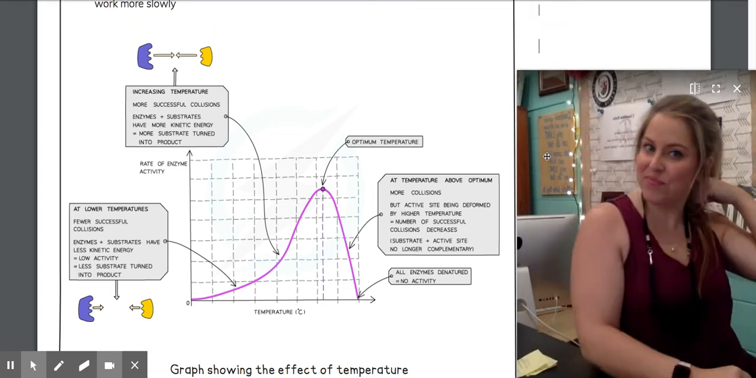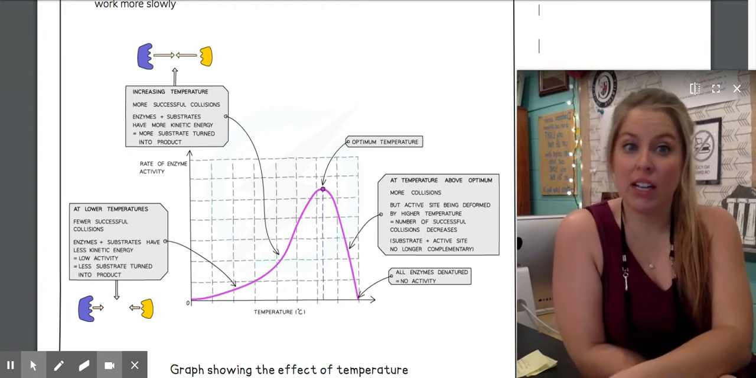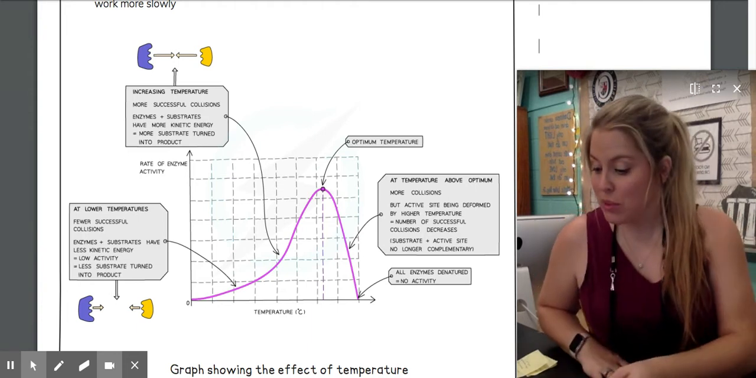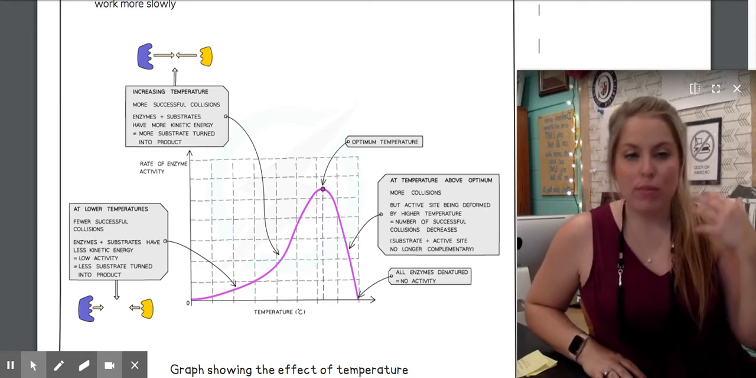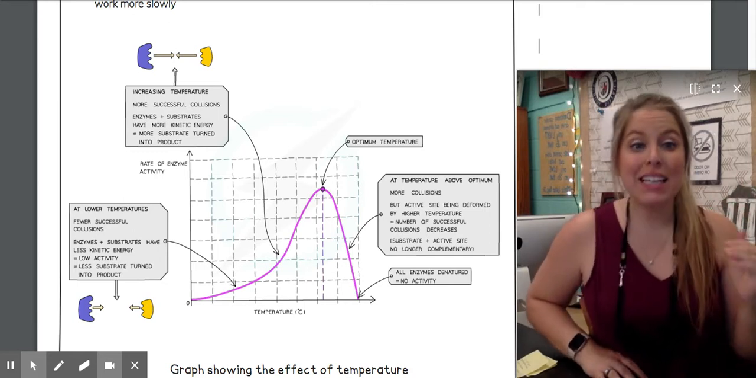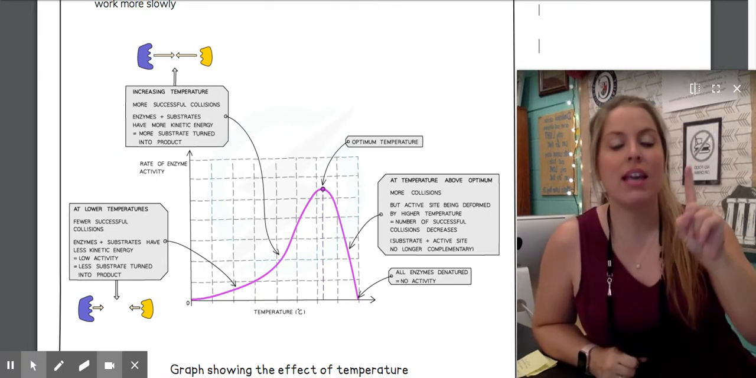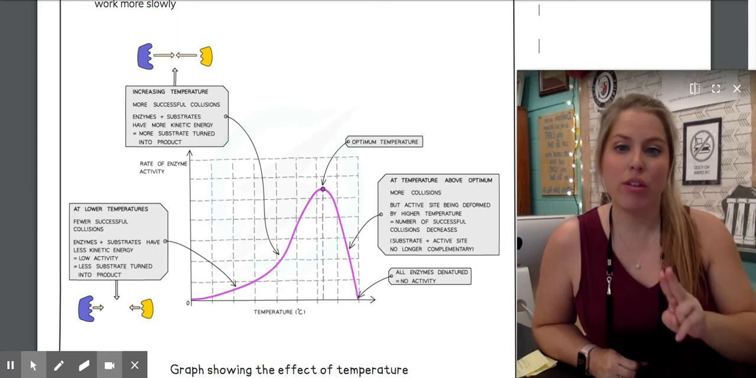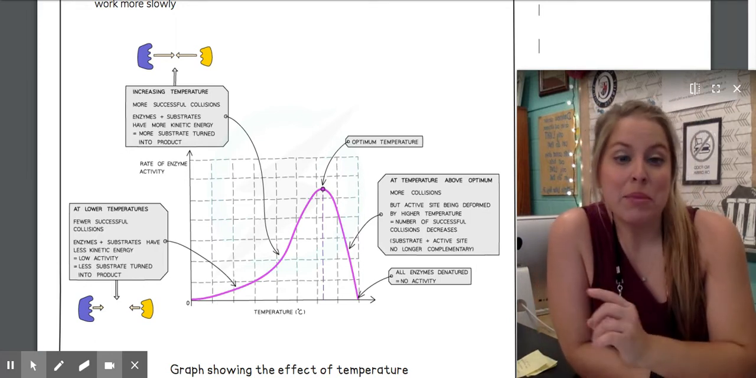Hi, y'all. Okay, let's talk about the second section on our enzyme unit. This would be the properties of enzymes as well as what are optimum conditions when we're talking about enzymes. And optimum conditions typically involve temperature and pH. Those are the two that we're going to dive into. So your notes have all the properties of enzymes.